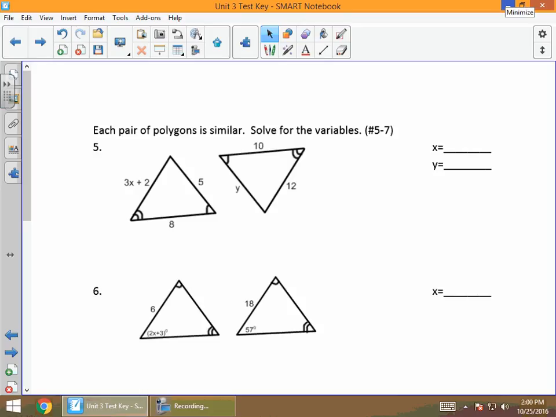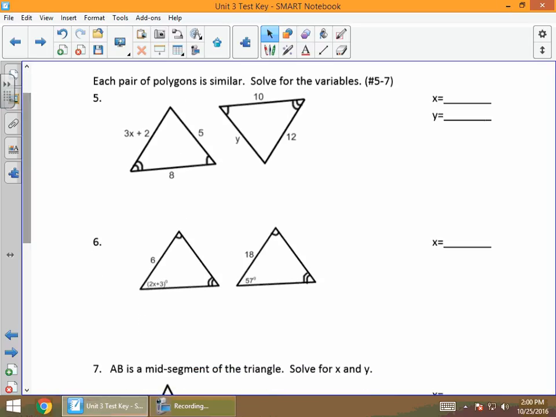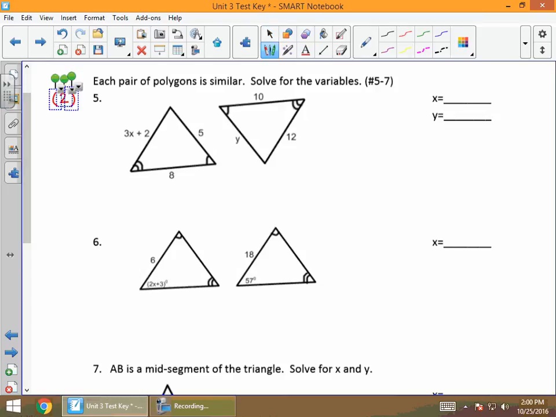Welcome to video number 2 in the 5-video series that we're calling the Unit 3 Test Key. In this one, I will be taking a look at questions 5, 6, 7, and 8. This page is worth a total of 6 points. So question number 5 is worth 2 points. And let's go ahead and take a look.